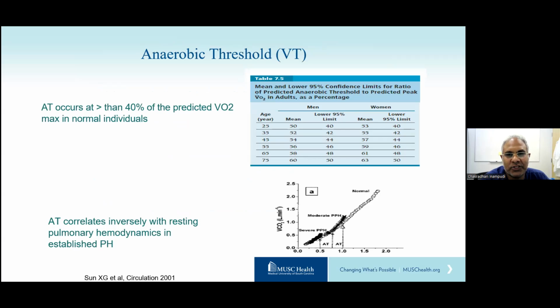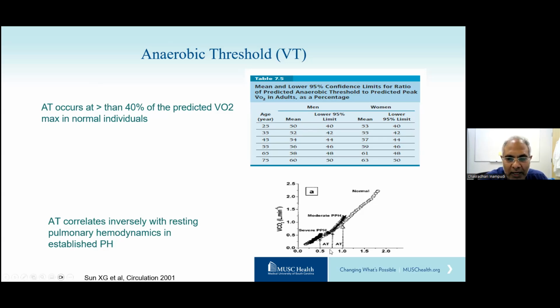Moving on to anaerobic threshold, this is also a misnomer. Important to understand that there is no anaerobic phase that is involved. It's not the lack of blood flow. It is also called the lactate threshold or the ventilatory threshold. Here I provide you the normals, and the anaerobic threshold generally occurs at greater than 40% of the predicted peak VO2 in normal individuals. And this is a study that actually showed that anaerobic threshold could also correlate inversely with resting pulmonary hemodynamics in patients with established pulmonary hypertension.